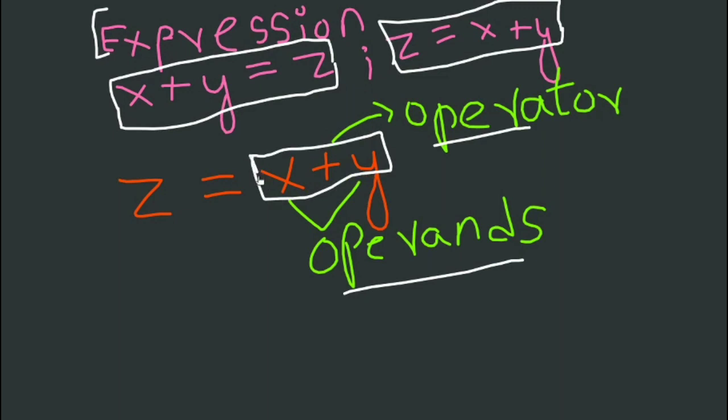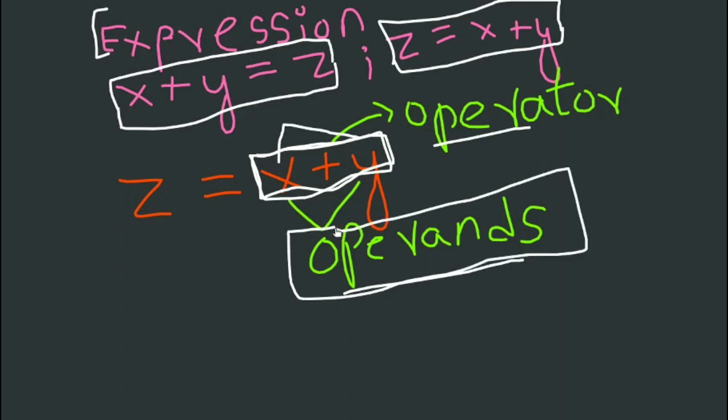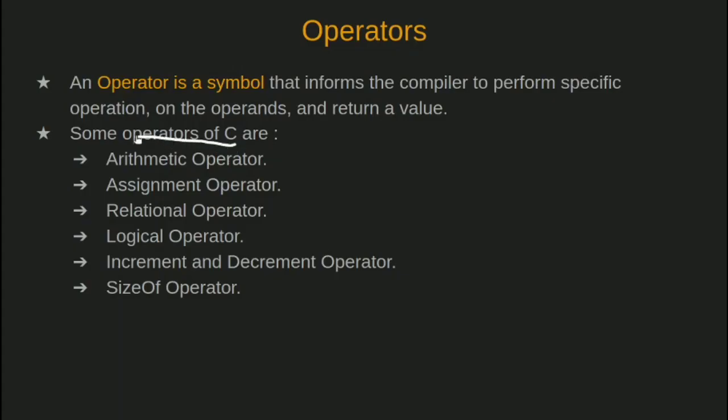Now if you look closely at this particular expression, you'll see that we have two variables x and y, which are also known as our operands, and the plus symbol which acts on these two operands is something known as an operator. Having said that, let us now discuss the first operator, and that is the arithmetic operator.